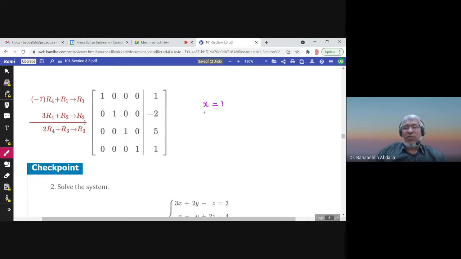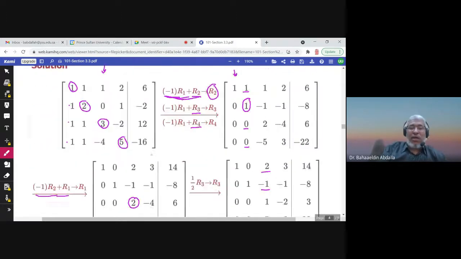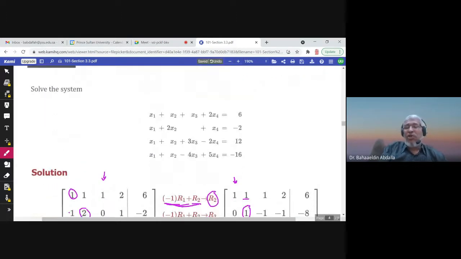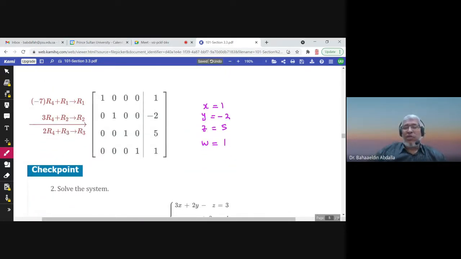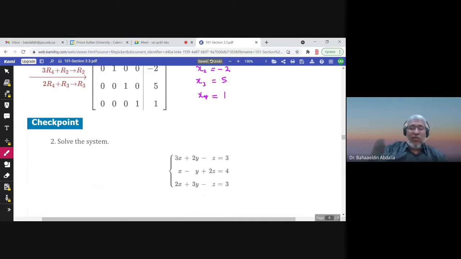Then X is 1, Y is negative 2, Z is 5, and let us call them, he called them X1 up to X4, so let us use his notation. So X1 is 1, X2 is negative 2, X3 is 5, and X4 is 1. And that's the solution of this system.